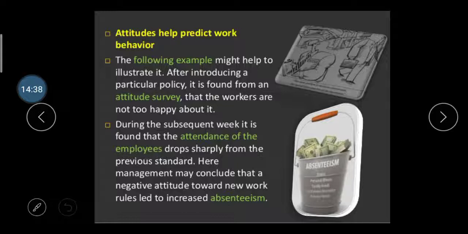બરાબર છે. So during the subsequent week, it is found that the attendance of the employees dropped sharply from the normal standards. So here the management may conclude that the negative attitude toward the new work rules led to an increase in absenteeism, કે એના કારણે શું થાય છે કે લોકોનું એબ્સન્ટિઝમ એટલે કે કામ કરતા જે પણ વર્કર્સ છે એમ્પ્લોઈઝ છે એ લોકો કંપનીએ ઓછા આવે છે બરાબર લાસ્ટ વીકથી જે નવી પોલિસી એપ્લાય કરી છે એના કારણે.